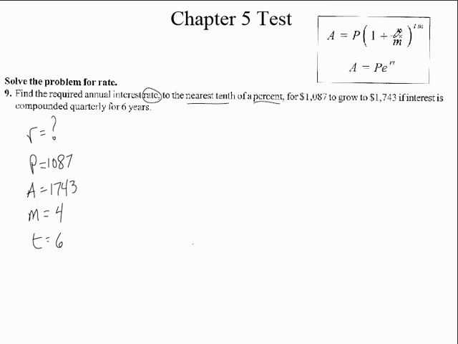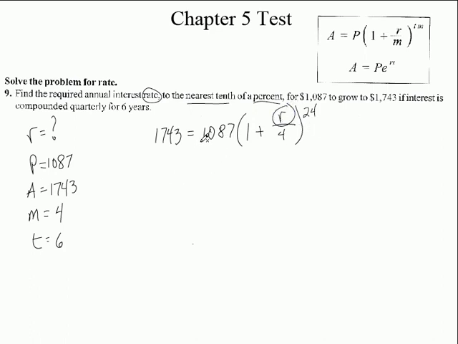Alright, so let's throw this stuff in. Looking at this equation right here, I'm going to just fill in everything. A, 1743, equals P, which is 1087, times 1 plus the rate over the M, which is, we don't know what the rate is, so we'll call it R, over M, which is 4. And we take that to the Tm power. T times M, just do that. 4 times 6 is 24. And there we go. Now what we're trying to do is solve for r.